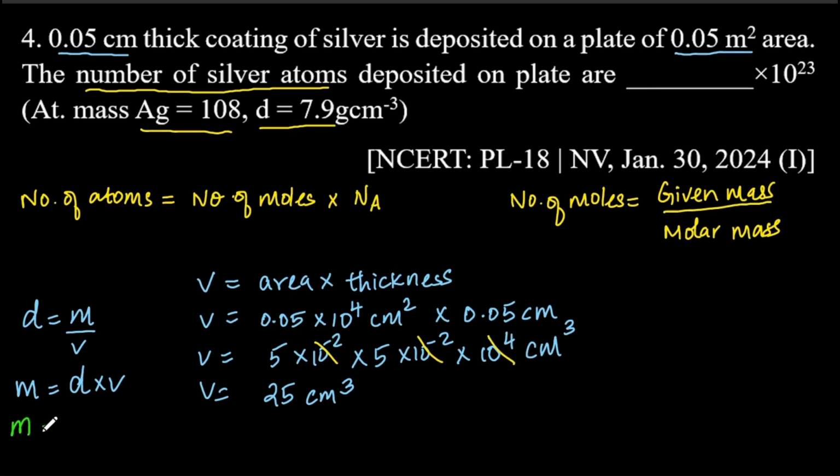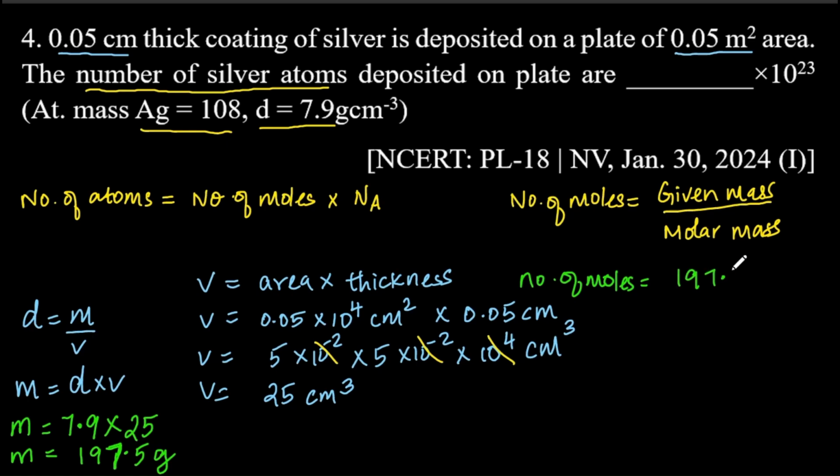So we got the volume. So we have to find mass. Mass equal to density, given in question as 7.9, multiplied by volume, which we found now, 25. So here the value we will get as 197.5 gram. So this is the mass of silver present in that plate. Now our next work is to find the number of moles. So number of moles is given mass by molar mass. Given mass is the mass which we found now, 197.5 gram divided by molar mass. Molar mass of silver is 108 gram. So whole divided by 108 gram. So here the answer is 1.828 mole. So this is the number of moles of silver present in that plate.